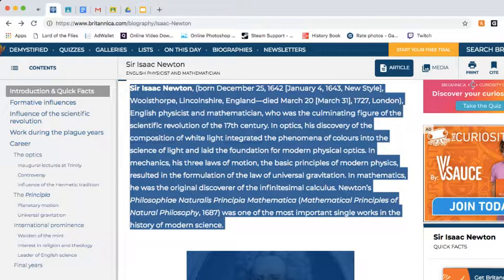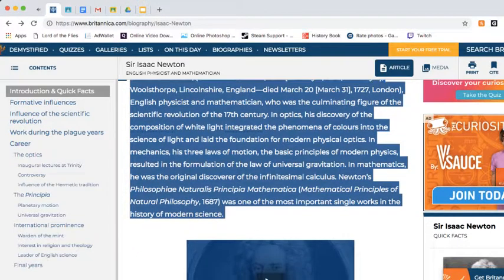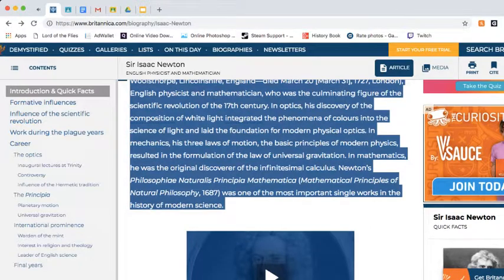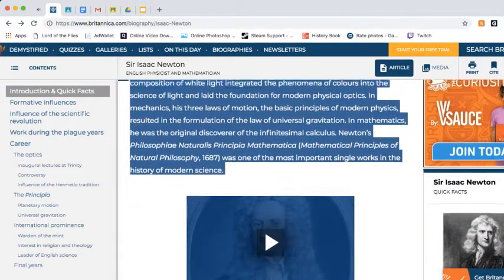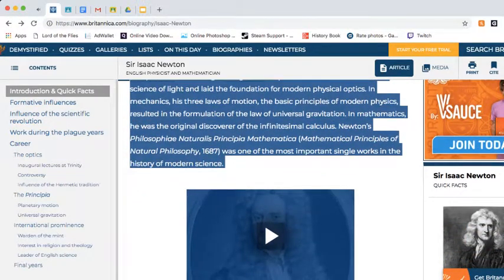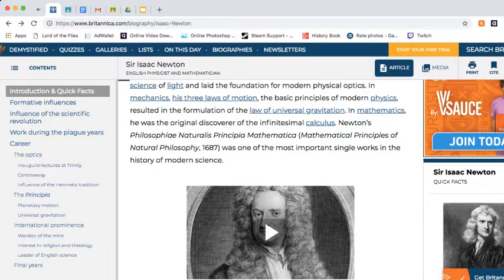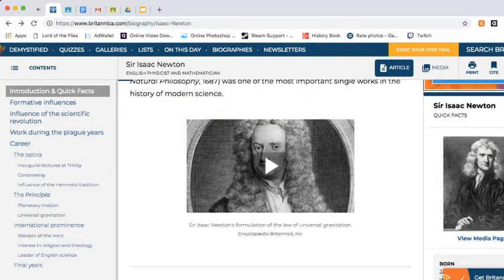In mechanics, his three laws of motion, the basic principles of modern physics, resulted in the formulation of the law of universal gravitation. In mathematics, he was the original discoverer of the infinitesimal calculus. Newton's Philosophiae Naturalis Principia Mathematica, Mathematical Principles of Natural Philosophy, 1687, was one of the most important single works in the history of modern science.